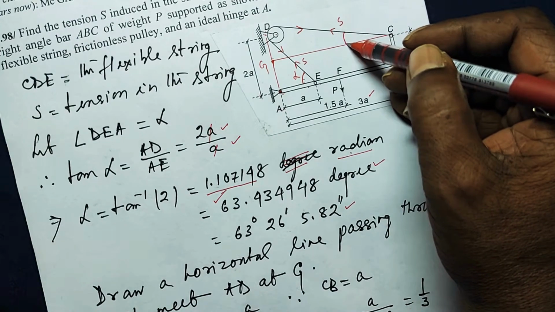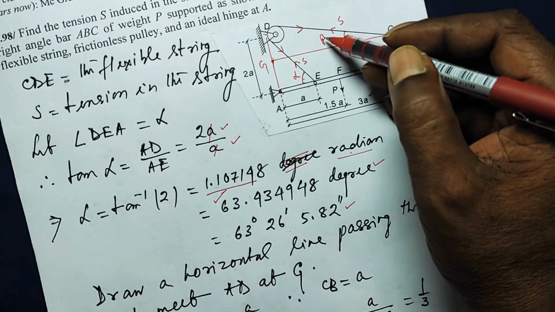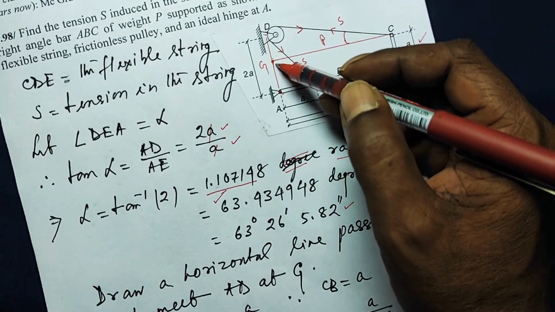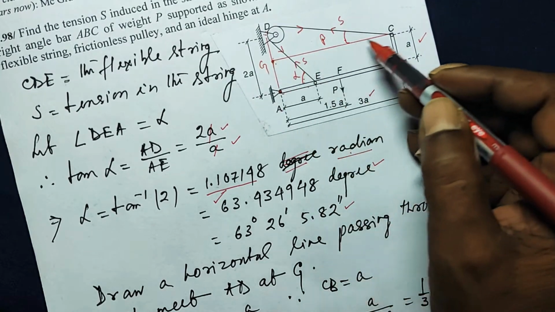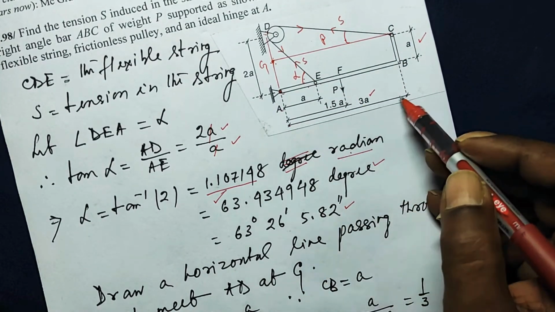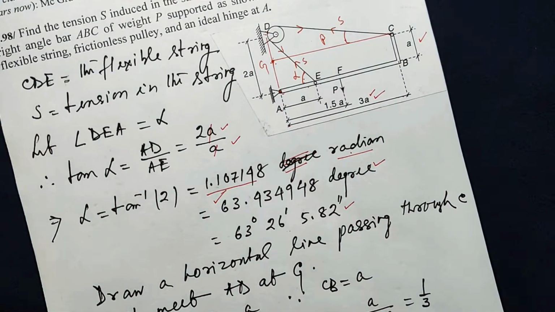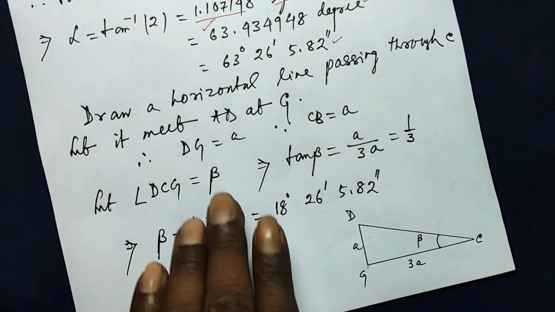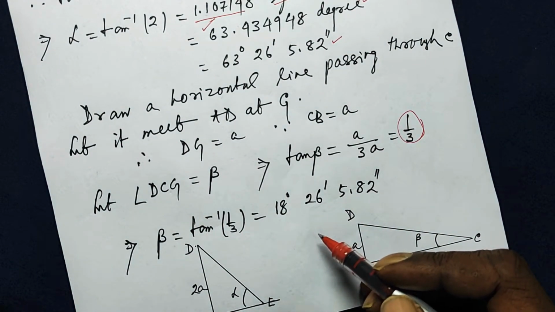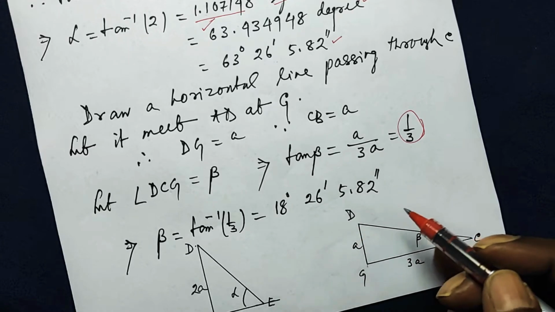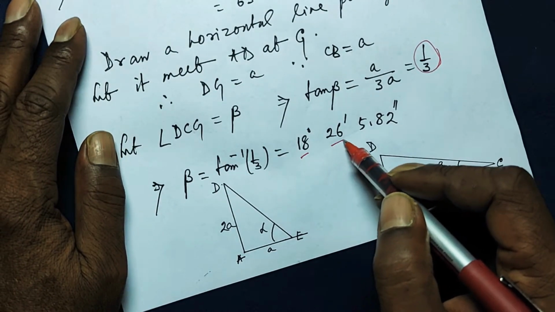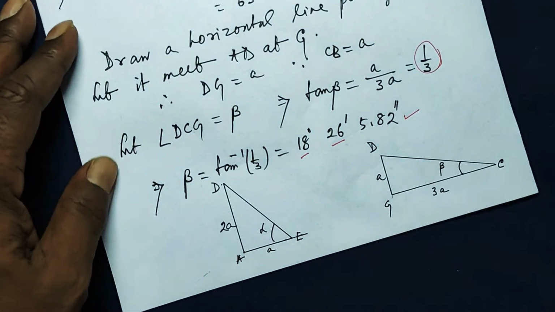Now let this angle be equal to beta. So tangent of beta will be DG over GC, and GC is the same thing as from here to here, that is given as 3A. So tangent beta will be A over 3A, that is 1 over 3. So your beta comes out to be tan inverse 1 by 3. Put it in a scientific calculator. That comes out to be 18 degree 26 minute 5.82 seconds of arc.